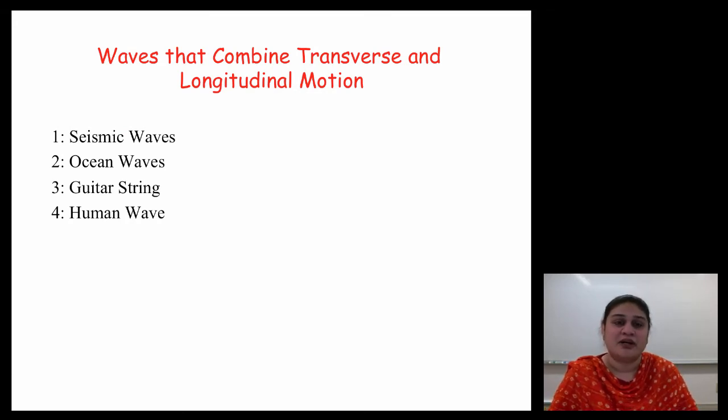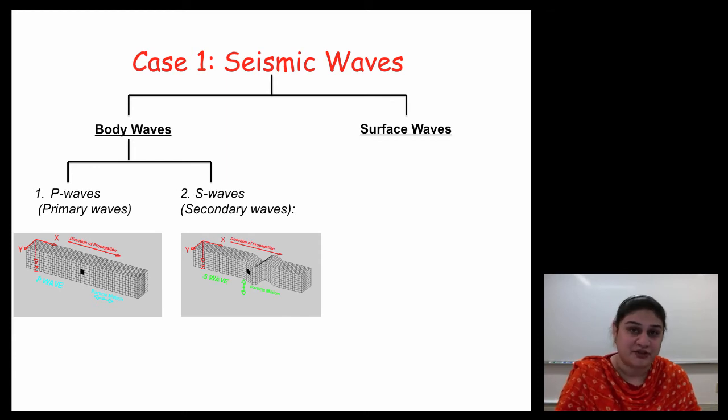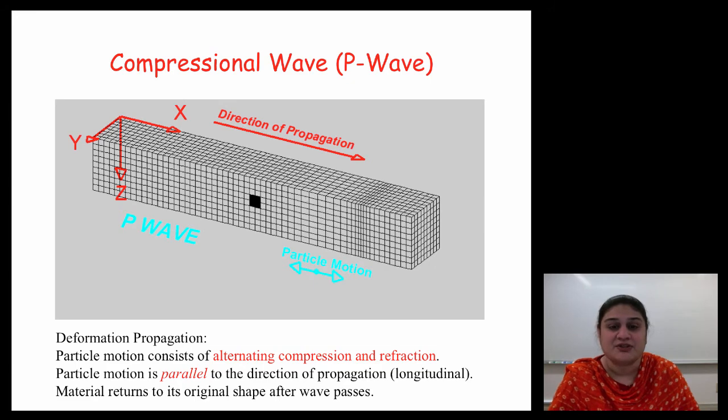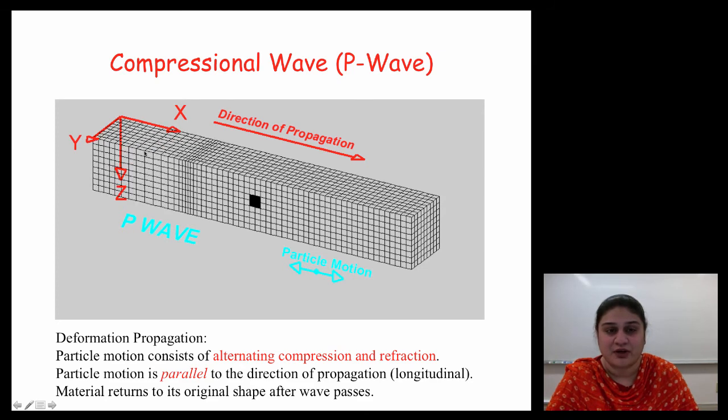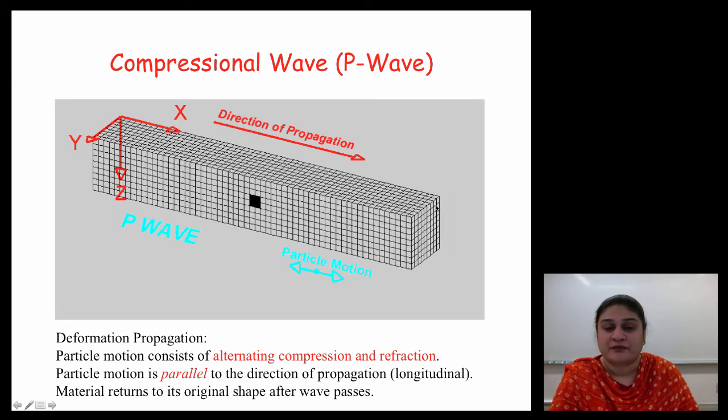So now let's talk about waves that combine transverse and longitudinal motion. There are four different kinds of waves that I want to talk about today: seismic waves, ocean waves, guitar strings, and human waves. In a seismic wave, there are two main kinds of waves: body waves and surface waves. Body waves are further divided into primary waves and secondary waves. So the P wave, or the primary wave, is a compressional wave. So as you can see, these are the directions, assuming that this is the crust of the surface of the earth. The wave is moving along the direction of the crust, right?